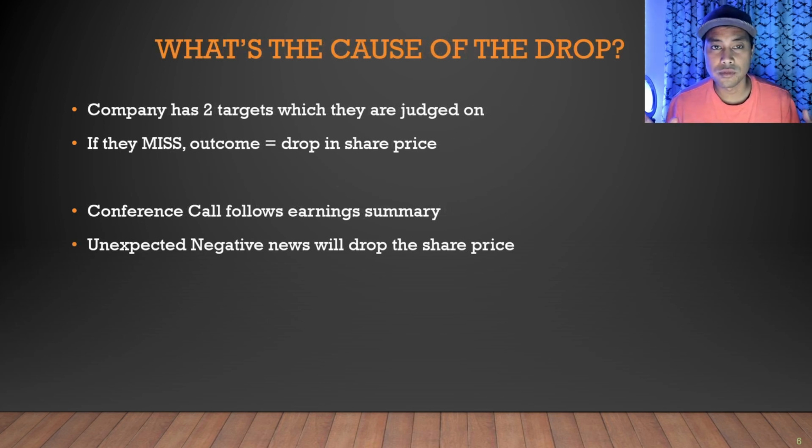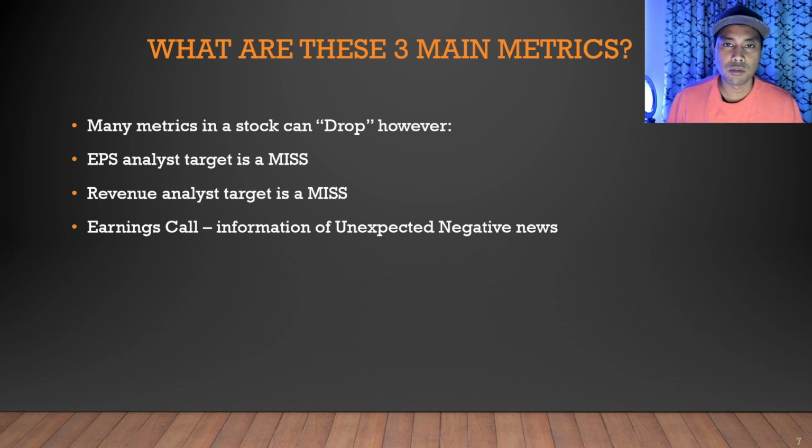So what is the cause of these drops? Well, basically a company has targets which they are judged on. If they miss on these targets, it usually means the price is going to drop. There are many metrics that a company reports on, but to me there are 3 main metrics that you should look out for. If they miss, they are its EPS analyst targets, its revenue analyst targets, and lastly, in the earnings call there could be some unexpected negative news that the investors are not ready for.